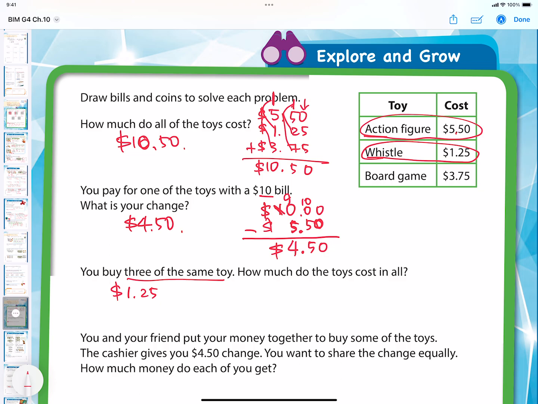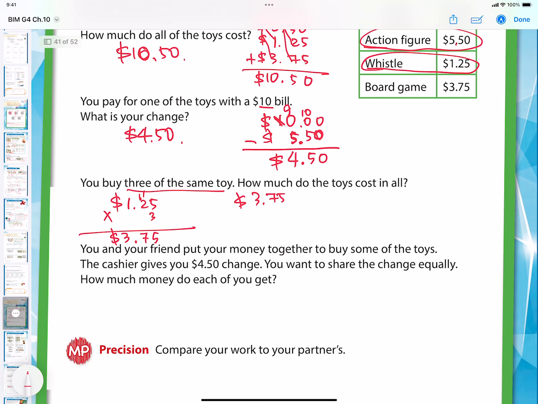$1.25, okay? And I'm going to multiply by 3. This is the same, nothing different, but you need to put this decimal point and dollar sign at the end. So 3 times 5 is 15, right? And 2 times 3 is 6. 6 plus 1 is 7. 3 times 1 is 3. And put the dollar sign. That's it. So the answer is $3.75.